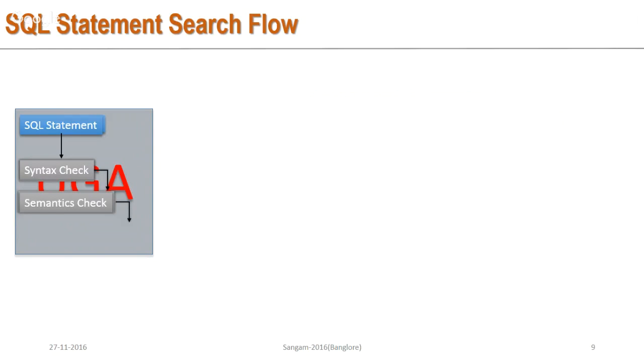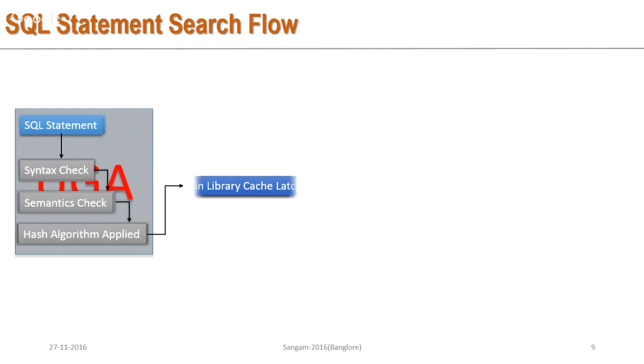The next part is going to be the semantics check to check for the object structure, to check for the privileges of the object, and so forth. And after this, the query is going to be converted into a hash. So the hash is going to be generated for the particular query, and that hash is required because the search for the query in the system is going to be based upon this particular hash number, which is going to be generated for the query. So now we have the query available, and that particular query is going to be searched in the library cache component of the shared pool.